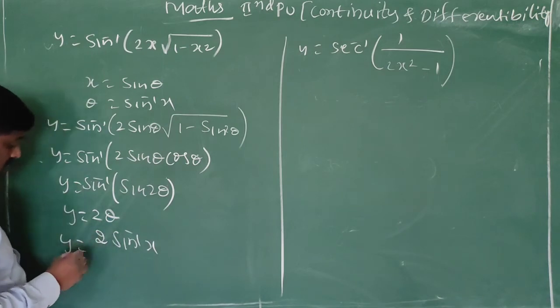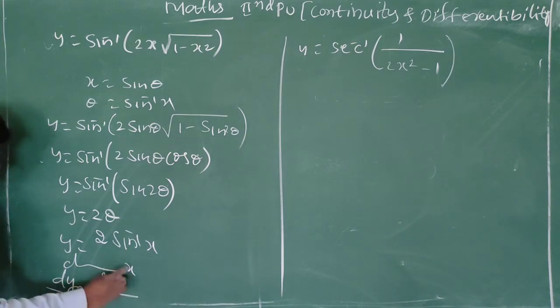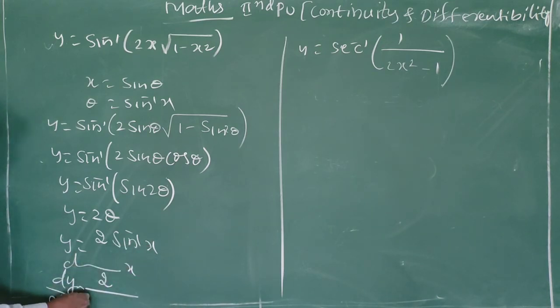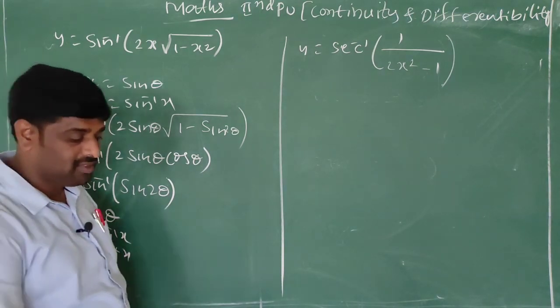So differentiate with respect to x. y differentiation is dy by dx. 2 as it is, sin inverse x differentiation is 1 divided by square root of 1 minus x square. So dy by dx is equal to 2 divided by square root of 1 minus x square.